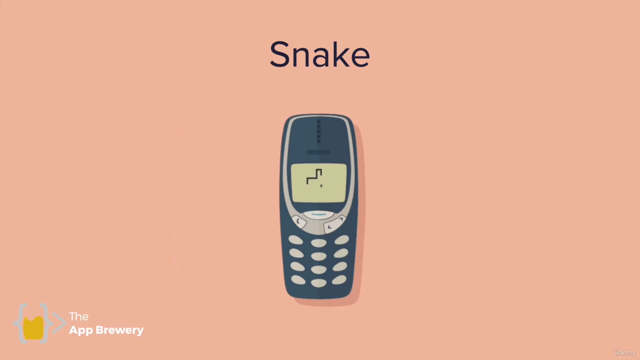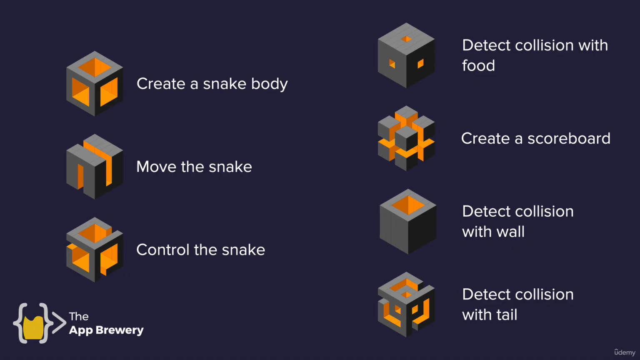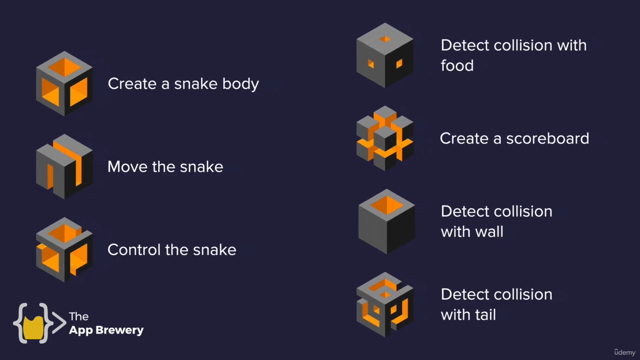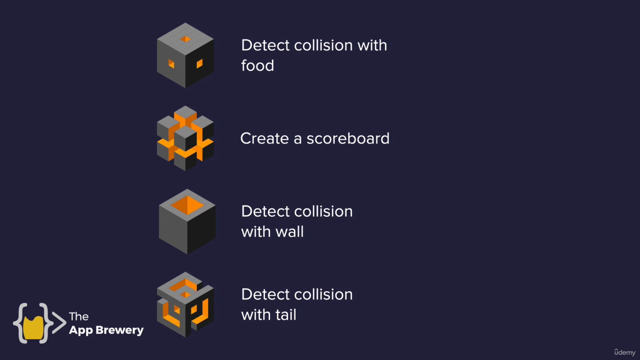And once we've acquired all of these skills, then we'll be able to finish up our snake game and complete the last 4 stages. So detecting collision with food, creating a scoreboard, detecting collision with the wall and with the tail. Once you're ready, head over to the next lesson and let's get started learning about class inheritance.